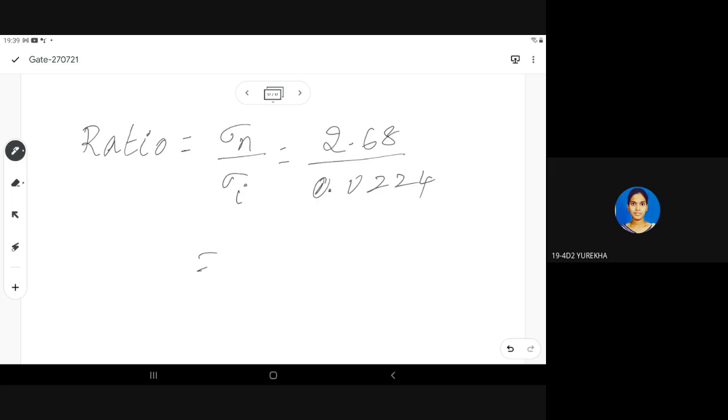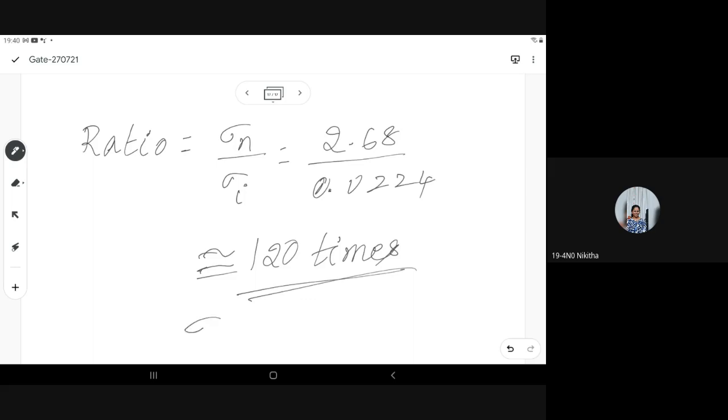So how many times is it approximately? It is 119.6. So approximately 120 times. Is it right? Yes. So that means the conductivity in an extrinsic semiconductor is increased by how many times the conductivity due to intrinsic semiconductor? Sigma.